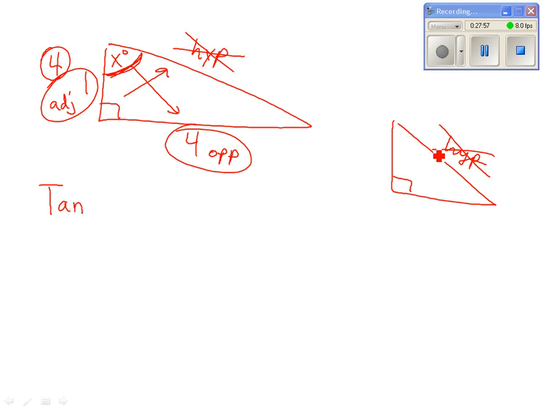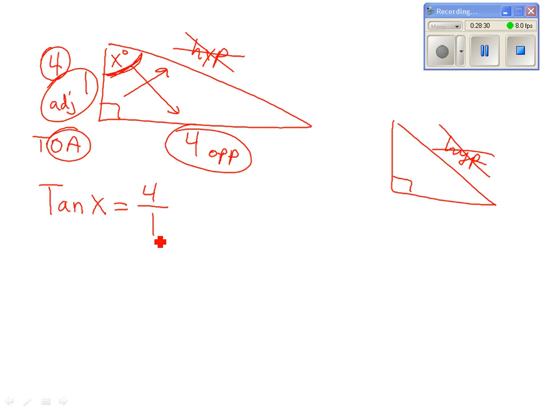So we got the tangent. What's our angle this time? X. Remember, every time: the name of the trig ratio, the angle, then what the ratio is. Tangent, remember that's your TOA part. So what two parts, and how do they go? Opposite over adjacent. So what is the opposite this time? Four over one. And then all we do is take your calculator.